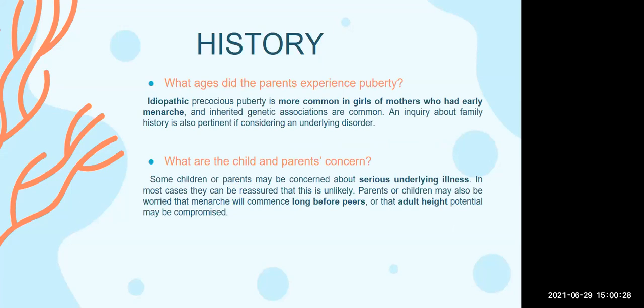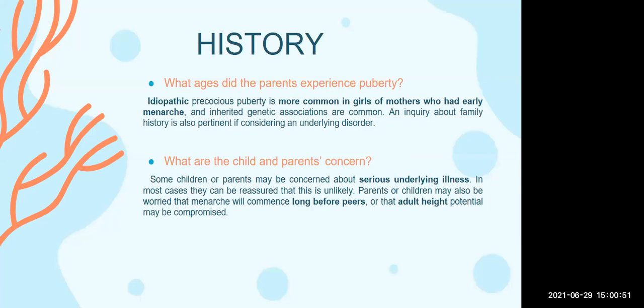And at what age did the parents experience puberty? This is because idiopathic precocious puberty is more common in girls of mothers who had early menarche, and sometimes inherited genetic associations are also common. And inquiry about family history is also pertinent if we consider any underlying disorder.